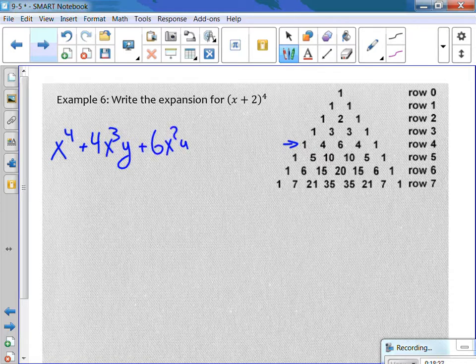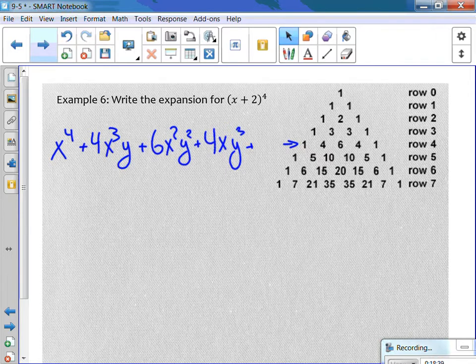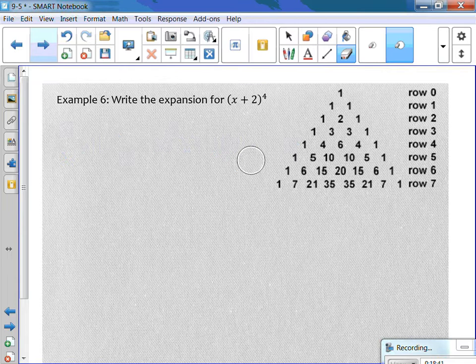And finally, that last one, plus, oh, let's back up here a sec. We aren't doing x plus y to the 4th. We're doing x plus 2 to the 4th. So let's try that again. That was coefficient of 1. Gives us that x to the 4th, and then a coefficient of 4, x cubed.